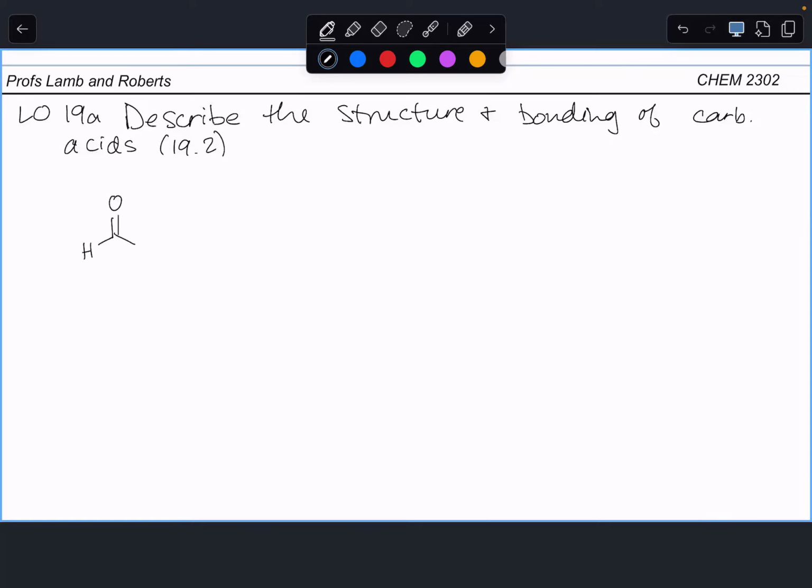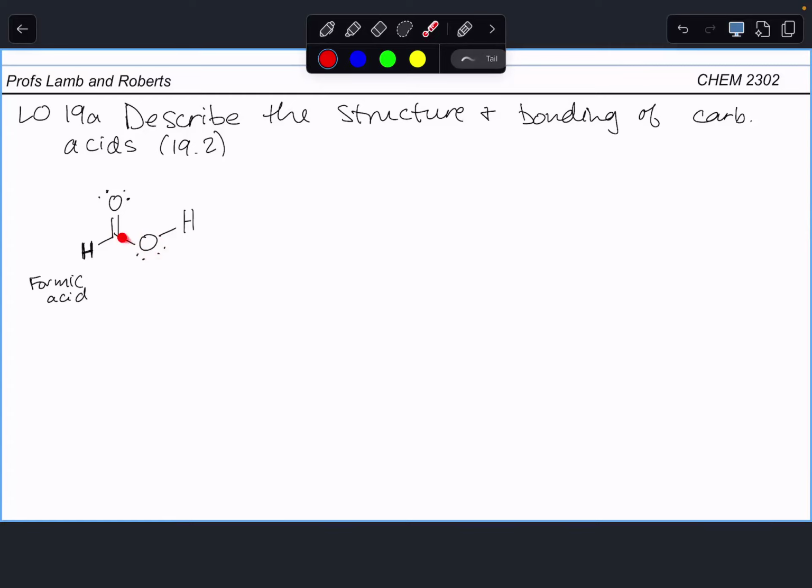So the simplest one that looks like this. Let's draw in our lone pairs. So, okay, if this substituent right here is a hydrogen, this is called formic acid. But what we're about to talk about is general about carboxylic acids. And if we look at this, most people can probably see that this carbon and this oxygen are both sp2 hybridized. But this oxygen is kind of special.